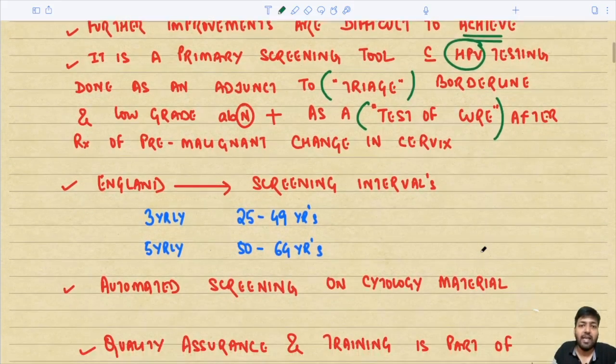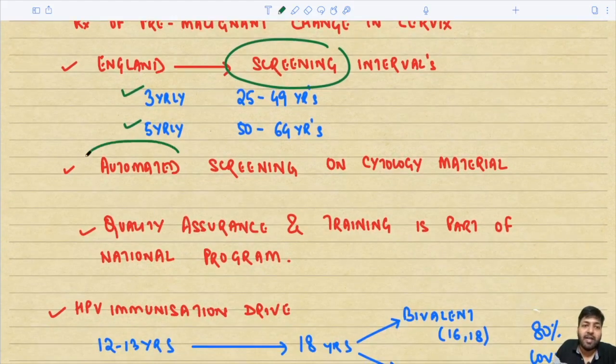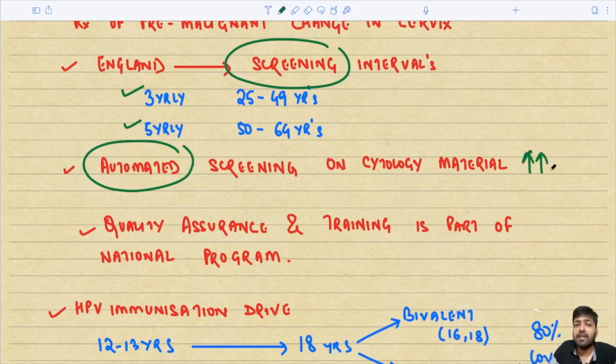In England, the screening intervals are as such: between the ages of 25 to 49 years, screening is done 3 yearly, whereas between the ages of 50 to 64 years, it is done 5 yearly. Very importantly, automated screening on cytological material is on the rise in developed countries like the United Kingdom. And quality assurance and training is a part of the national program. So whatever screening process or procedure is in place, it is always evaluated and is a part of the national screening program in the United Kingdom.